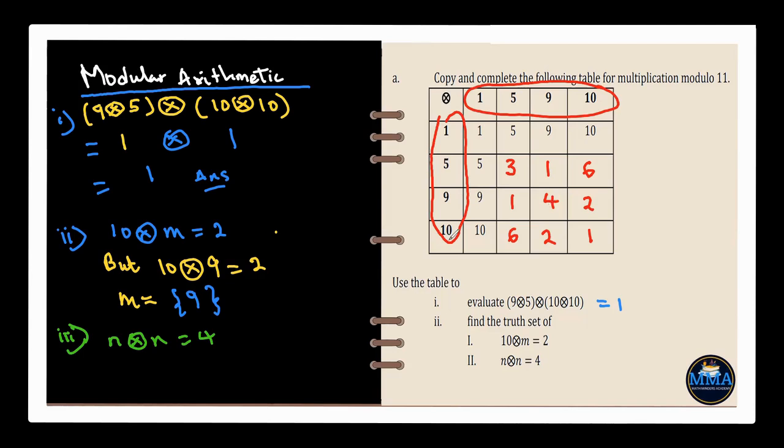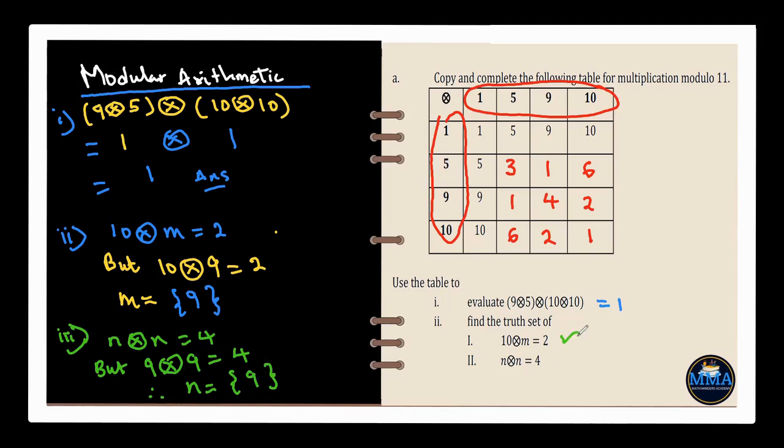Beautiful. Let's try 10. 10 times 10 gives us 1. So we take 9. From the table, 9 times 9 gives us 4. Therefore, n is the set containing an element 9. So this is what we have for this.